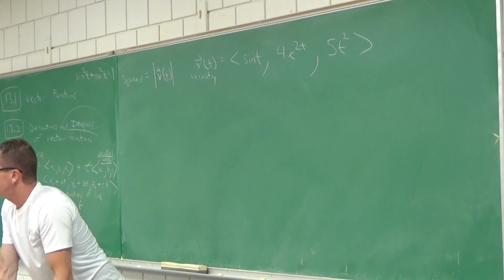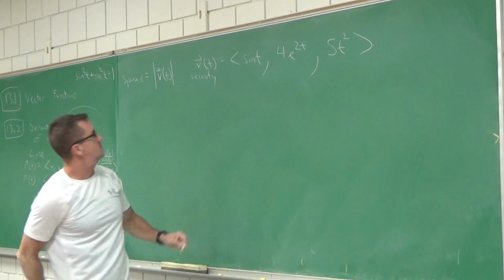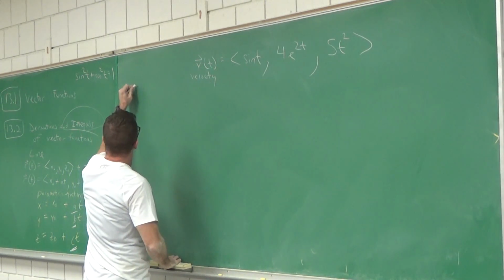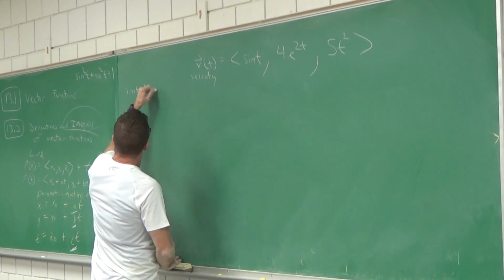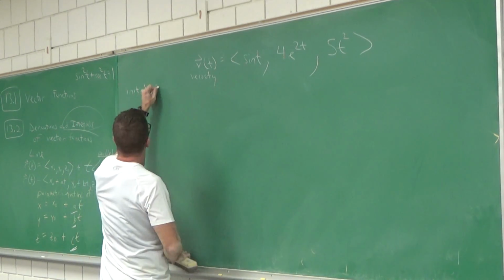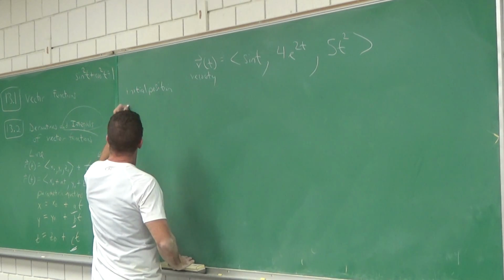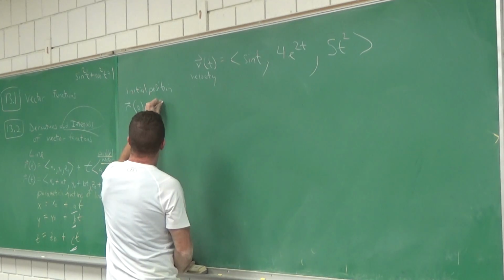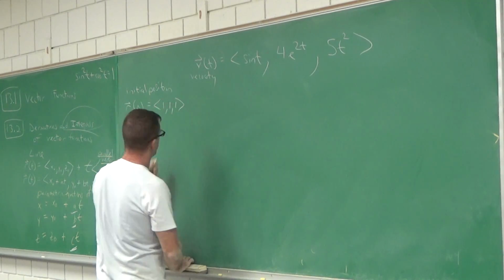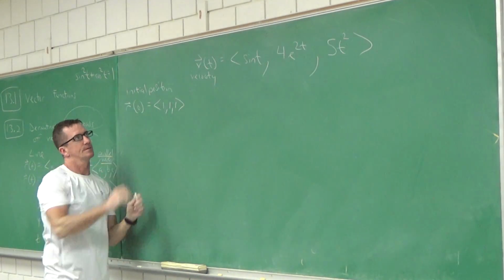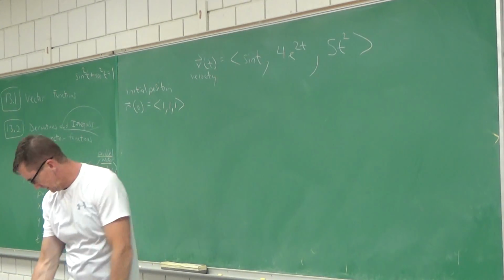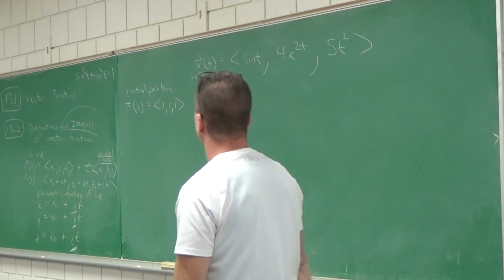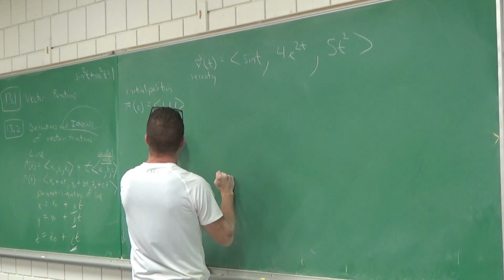In fact, they gave us one point. They said the initial position, r of 0, equaled 1, 1, 1. This was given. This is the velocity vector, and they want you to find the position vector. Can you find the position vector?